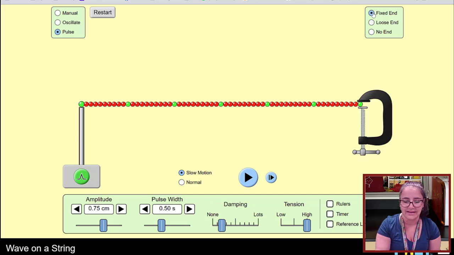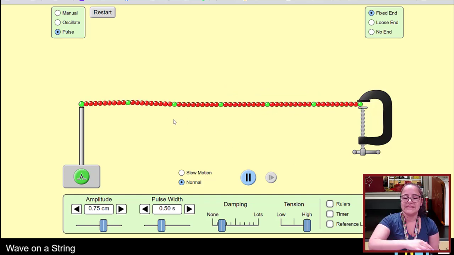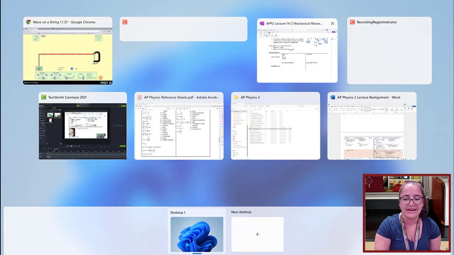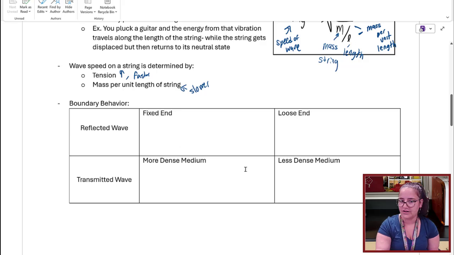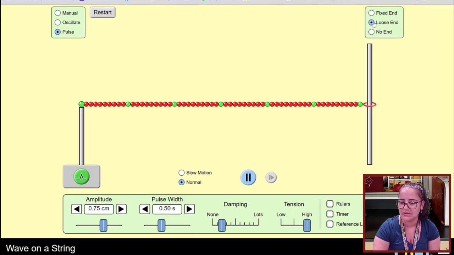We're going to go ahead and give it a fixed end. So if I send a pulse, we'll change it into normal mode down that. One more time. We see that that pulse gets reflected and inverted as it goes back. So go ahead and draw that in right here. Okay, gets reflected and inverted. Draw it in.